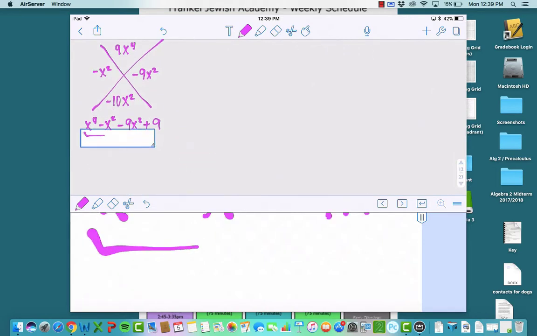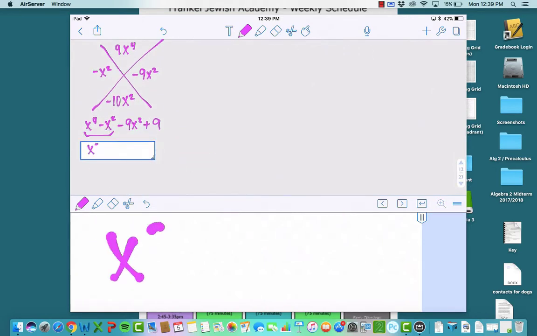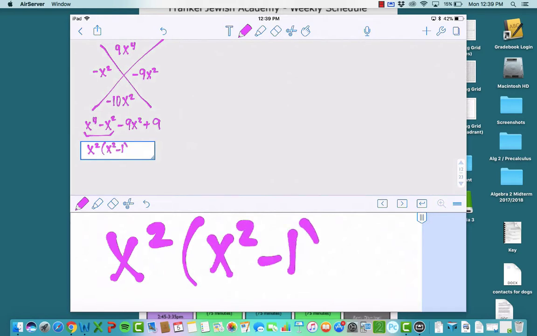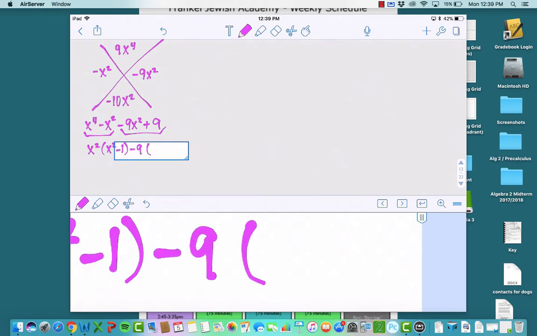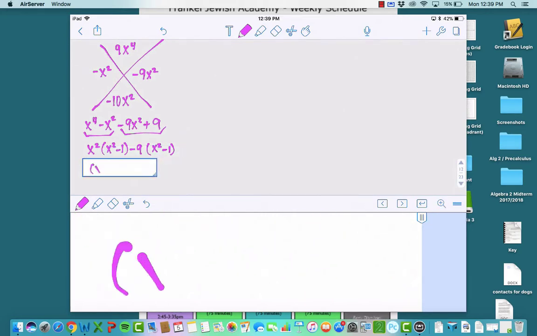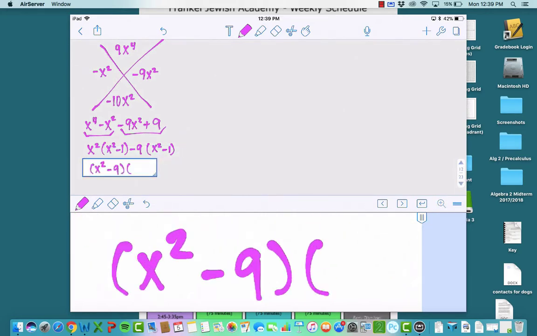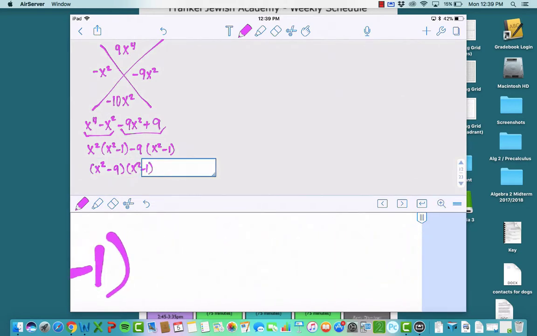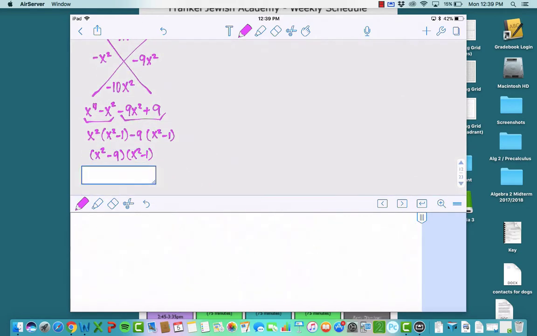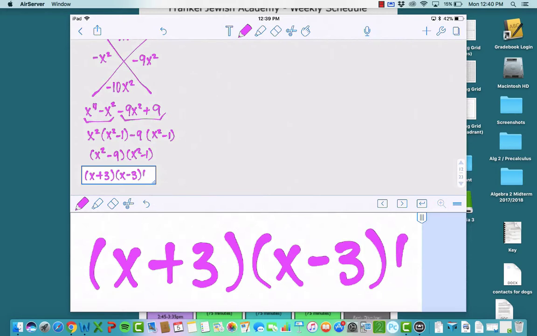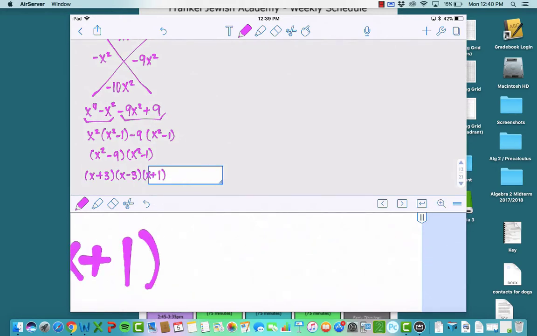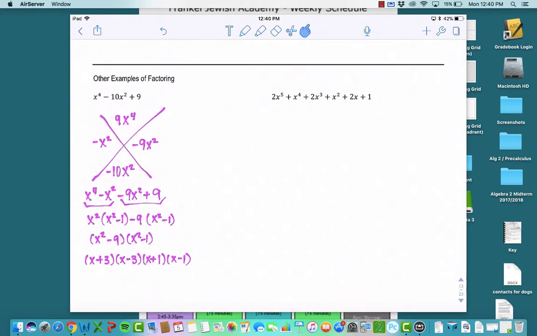So out of the first two, I can factor out an x squared, and I'm left with x squared minus 1. Out of the second two, I can factor a minus 9, and I'm left with x squared minus 1. So when I put what's outside in the parentheses, x squared minus 9, and x squared minus 1. Now I snuck 2 difference of squares in there. This is x plus 3, x minus 3, x plus 1, and x minus 1. Whoa, rude, Mr. Ducharme. So many.